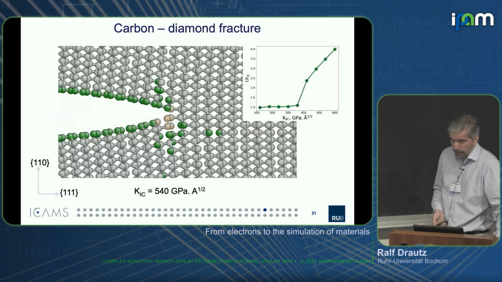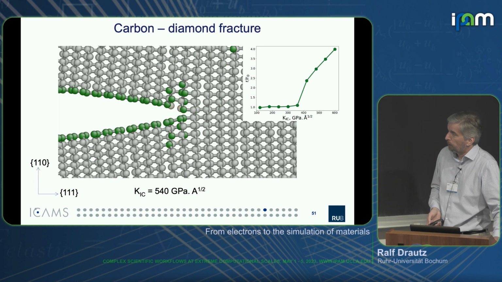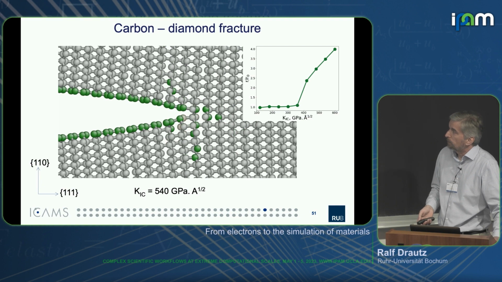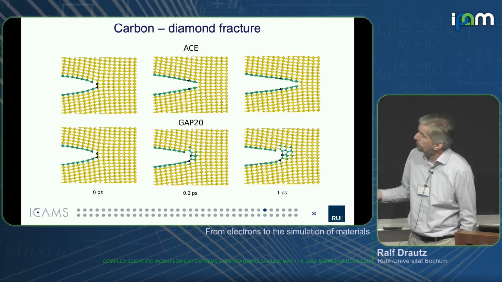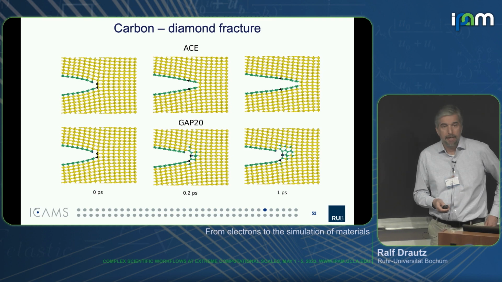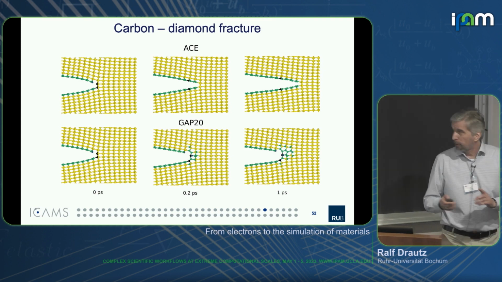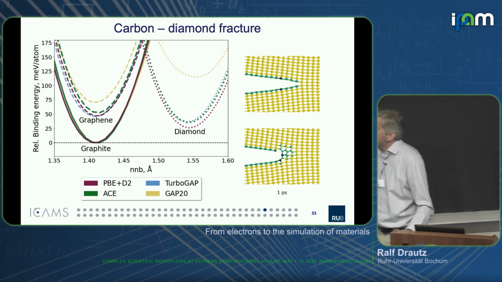Or we can take the same potential and break it. And of course, nothing happens there. It's just a brittle crack. So one should assume nothing happens, because if you compare it to other potentials that are out there, if you do the same numerical experiment, you see graphitization at the crack tip. But that's not a problem of the potential. That's a problem of the DFT reference training data.